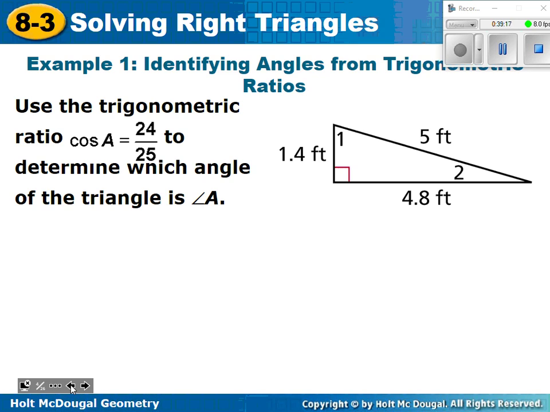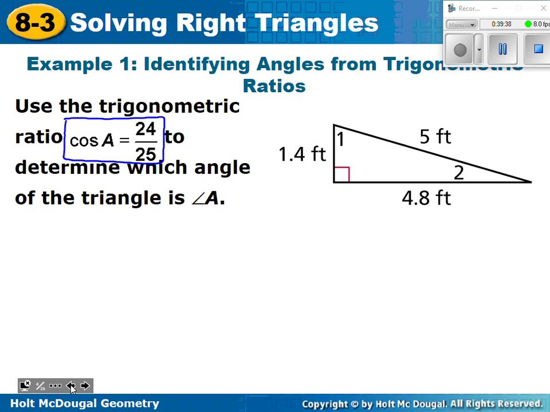You guys ready? Last problem. So there's 2 examples, but it's the same kind of problem. So last kind of problem, okay? It says use the trig ratio that the cosine of A is equal to 24/25 to determine which angle in the triangle is angle A.